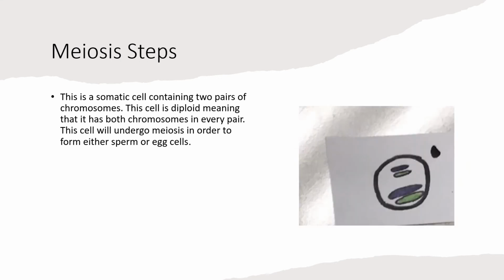So we're going to break down meiosis into its steps. So this is the first step. I don't know why it doesn't say step 1, but it should say step 1 at the top. So when you're writing this down for your notes, you need to write meiosis step 1.